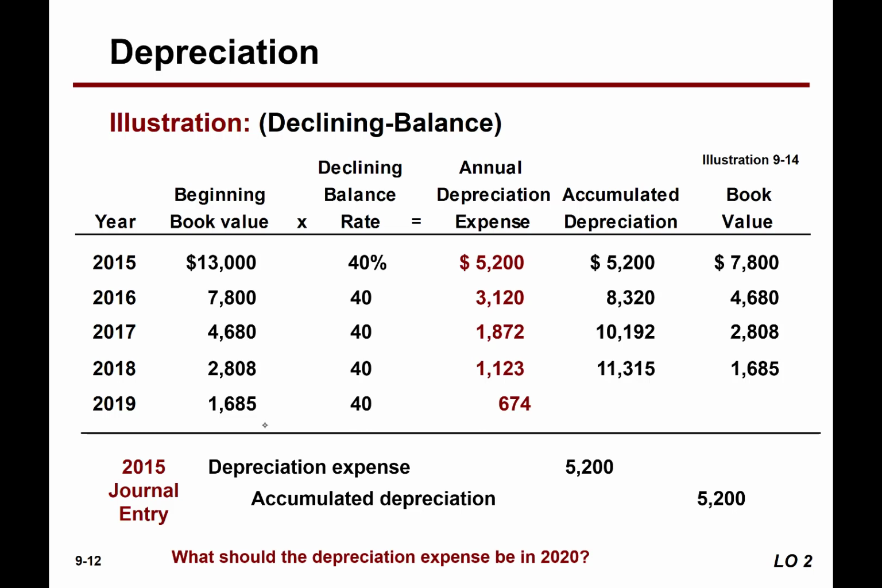So now what? Now 1,685 minus 674 means that I have an accumulated depreciation now of 11,989. 13,000 minus 11,989, or 1,685 minus 674, however you want to do it, leaves me at the end, right? 1,011. So what should the depreciation be in 2020 now?